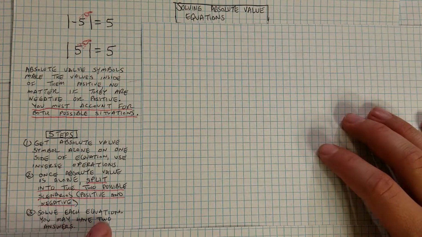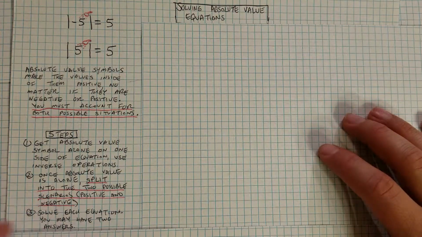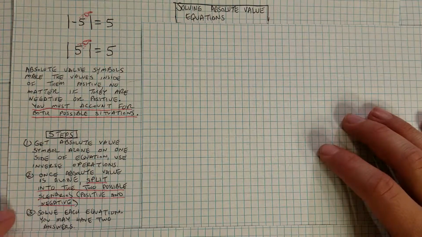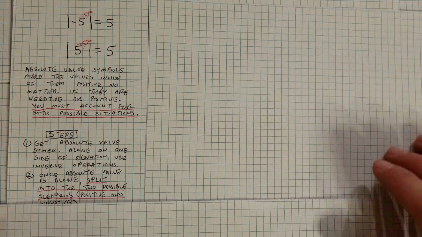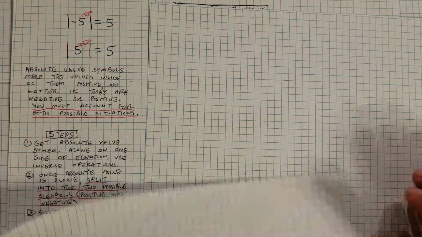Step 3, solve each equation. You're going to have two answers, one of them being the positive, one of them being the negative potentially. So you're always going to have two scenarios. And yeah, let's just jump right into it and do a few examples.